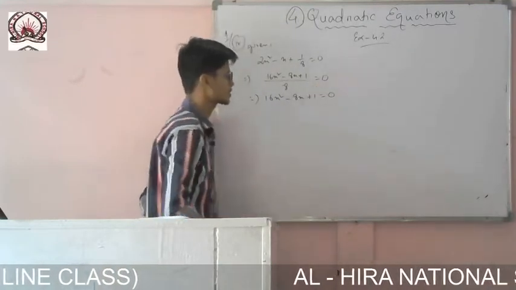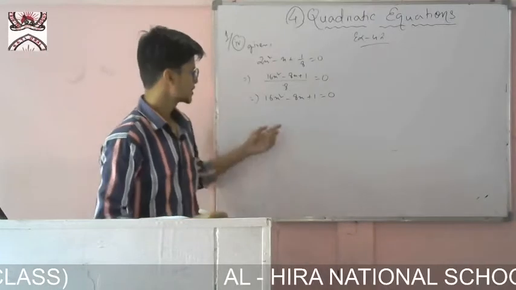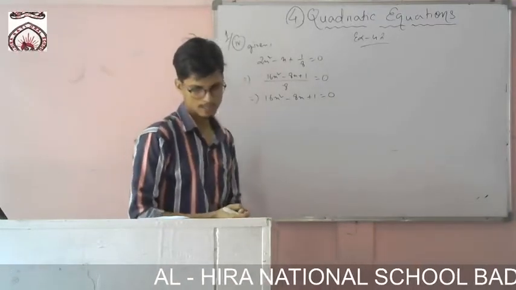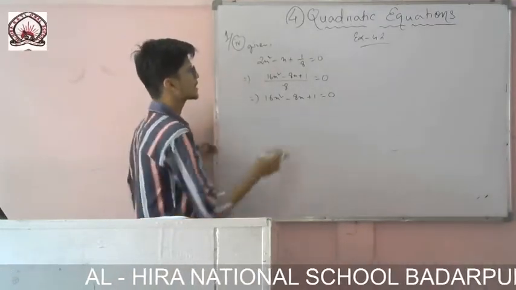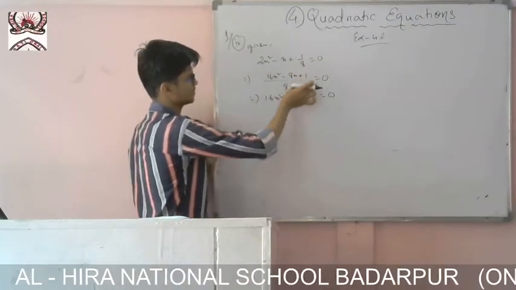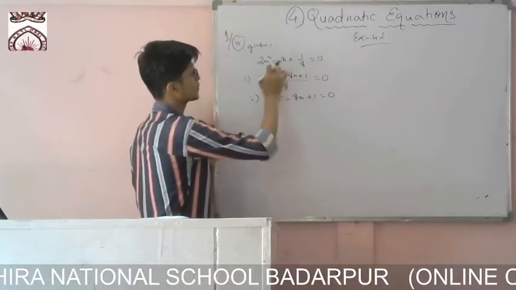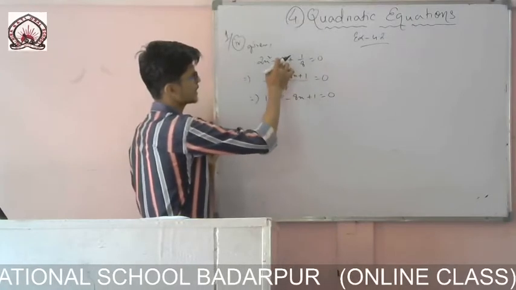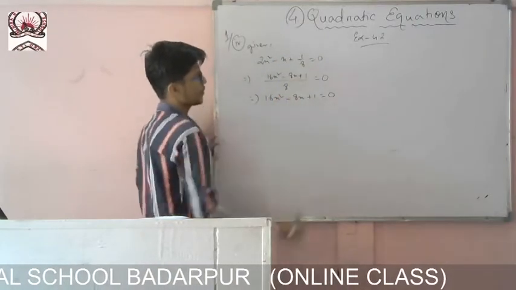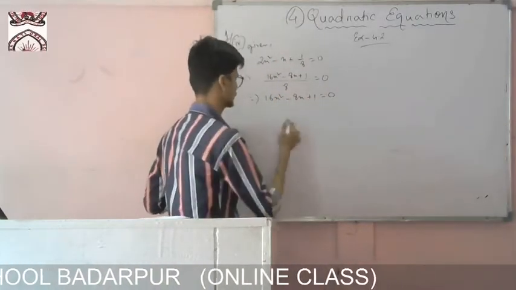8 into 0, it is 0. So this will be the equation: 16x square minus 8x plus 1 equals 0. Directly also you can write, if you just change the 8, this line you can write, because 8 to the 16, 8 into x, it will be 8x, and 1 is there. So it's okay.